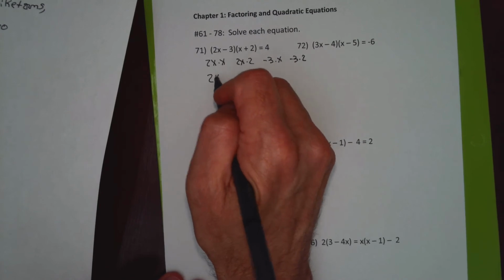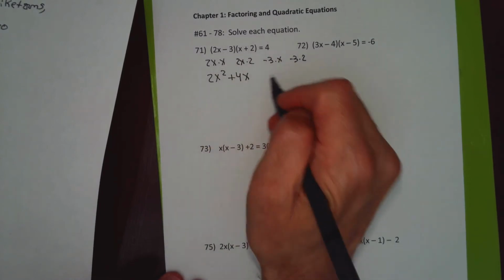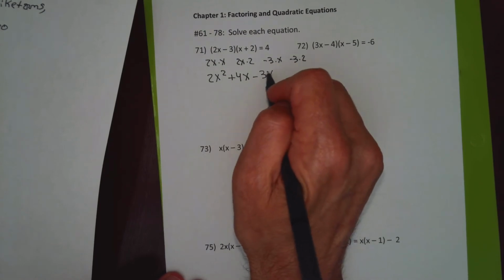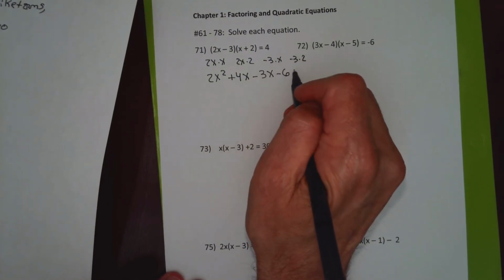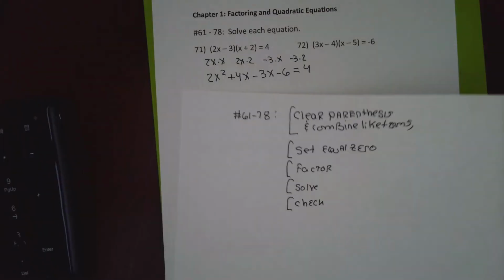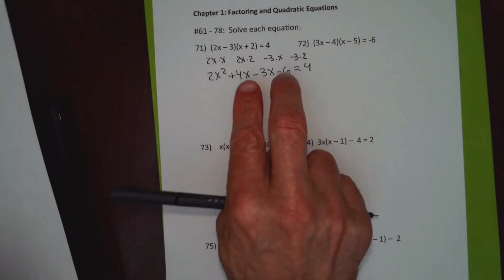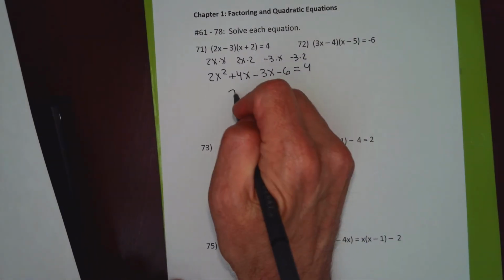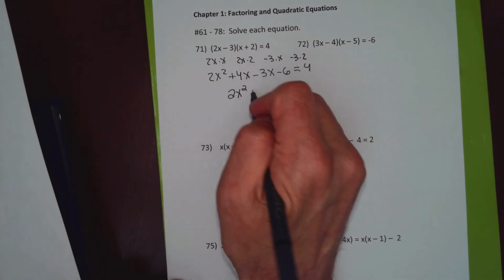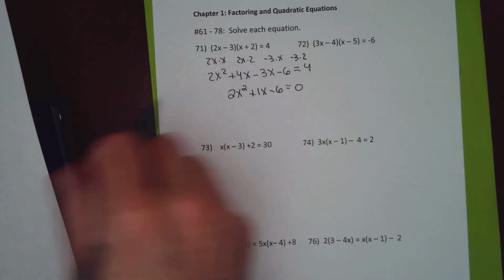2x times x is 2x squared. 2x times 2 is a positive 4x. Minus 3 times x is minus 3x. Minus 3 times 2 is minus 6. And I have the equal to 4. That's the beginning of the first step. Clear the parentheses. Now I'm going to combine the like terms. 4x minus 3x is 1x. Done with the first step.